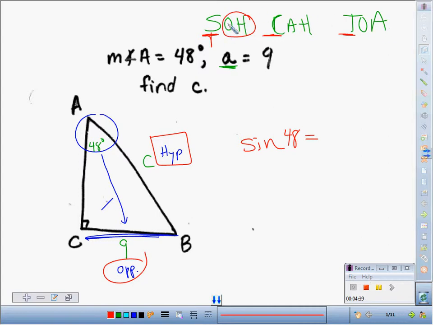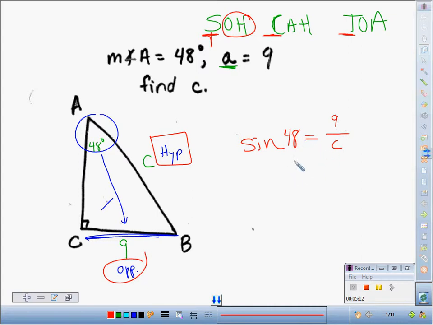So I want to set up a fraction. The first letter is the numerator, the second letter is the denominator, so I want to do opposite over hypotenuse. So since opposite is 9 and the hypotenuse is c, I have my fraction: the sine of the angle measure equals opposite over hypotenuse.